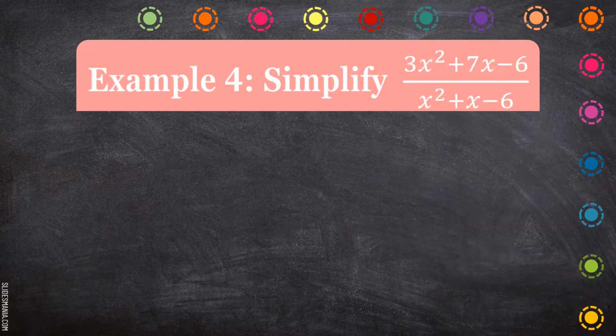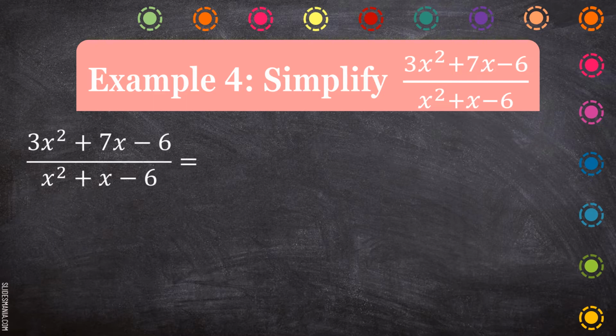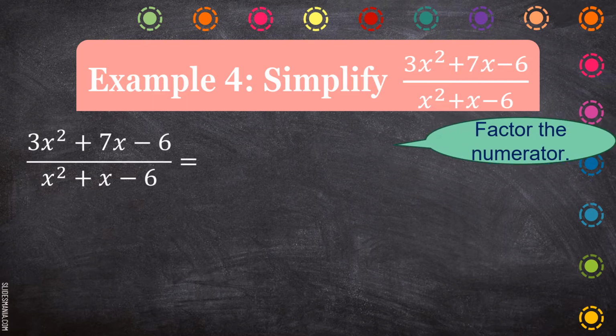Example number 4, simplify 3x squared plus 7x minus 6 all over x squared plus x minus 6. So again, to simplify, we have to first factor the numerator. So observe that the numerator 3x squared plus 7x minus 6 is a quadratic trinomial where a is greater than 1. So we have to first multiply a and c, which are 3 and negative 6. So 3 times negative 6 is negative 18.